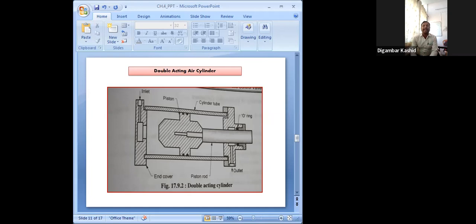So that is a double acting cylinder. That means in the double acting air cylinder, air pressure can be applied to either side of the piston, okay. On both sides of the piston, air pressure can be applied, and therefore the pneumatic force is applied in both directions, okay. Please remember the construction, working principle, and the graphical symbol.